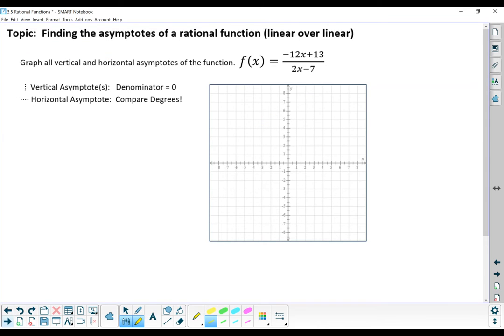So the first topic that you'll have is that you want to be able to find the asymptotes of a rational function.